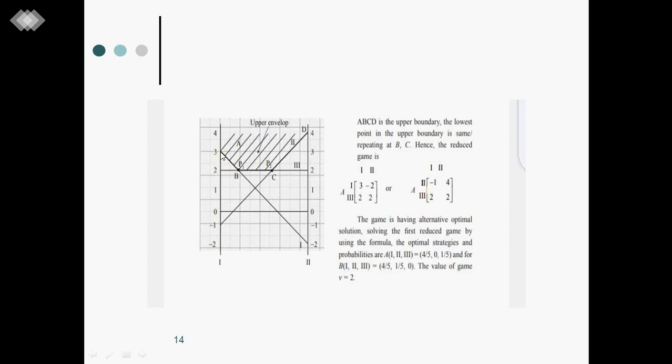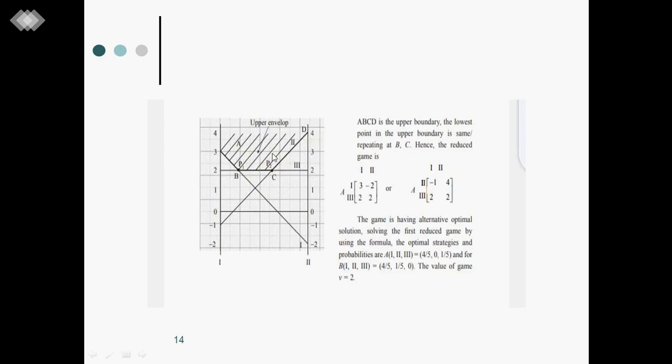For example, here, 1, 2, 3, 4, A, B, C, D, let us call. This is A, this is B, this is C, this is D, like the upper boundary. In that, you select the lowest point. But here we are getting a bowl shape, coincidentally. Why? Because 2 and 2 is given. I intentionally have taken this problem so that when you get this situation, you will also understand how to tackle it. A, B, C, D. This is the upper boundary.